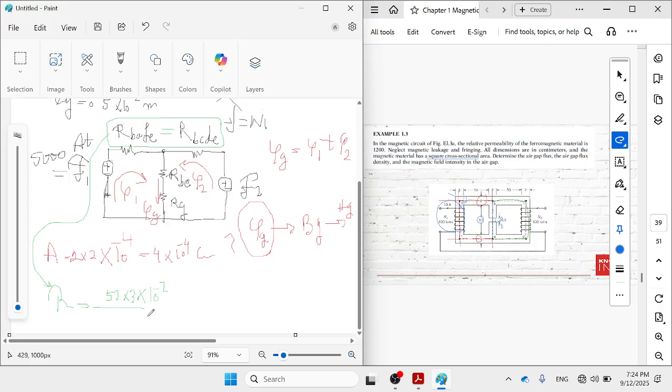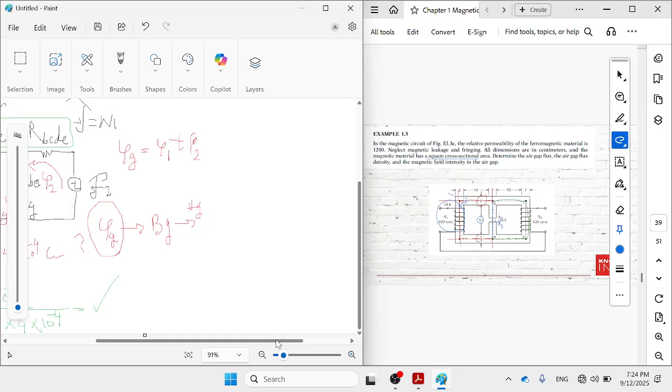L over mu. Mu is mu 0, which is a constant value. Can you find it anywhere easily? Then mu r is given here as 1200, times A, which is 4 times 10 to the minus 4. This is one of the reluctances. So the other reluctance, this value must be calculated easily.